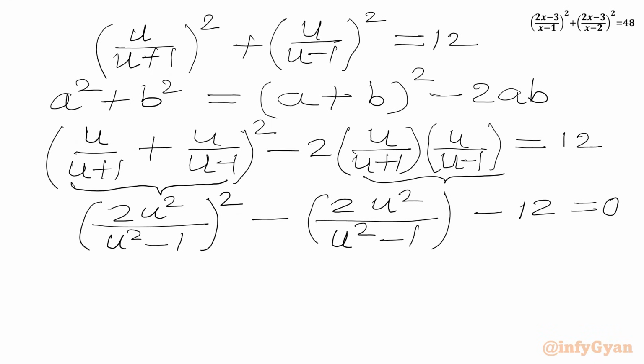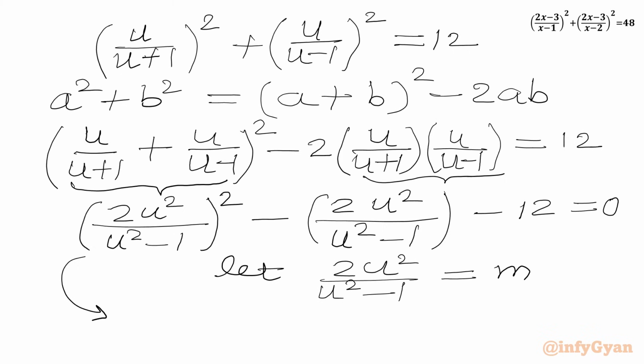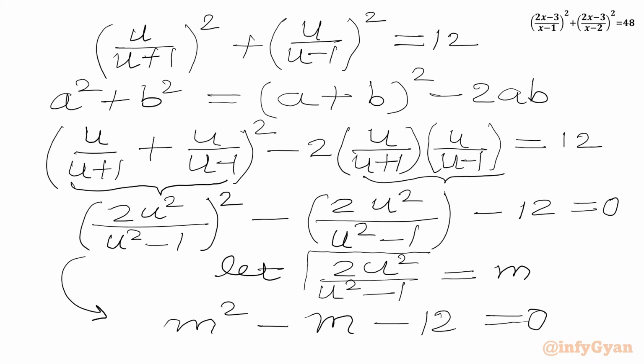Now this is one quadratic equation in 2u square over u square minus 1. So let us assume 2u square over u square minus 1 equal to m. So we can write the equation in variable m: m square minus m minus 12 equal to 0. Remember, our substitution is 2u square over u square minus 1 equal to m. Now we will solve this quadratic first.